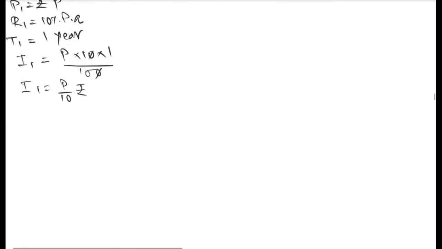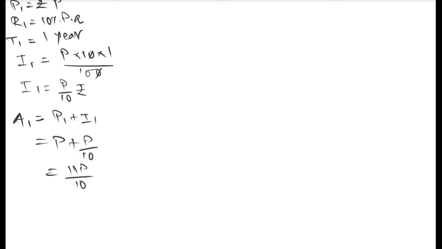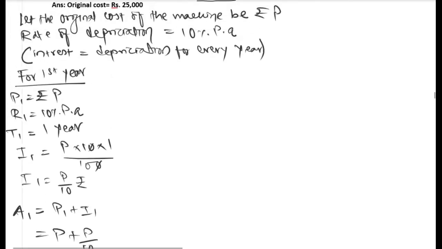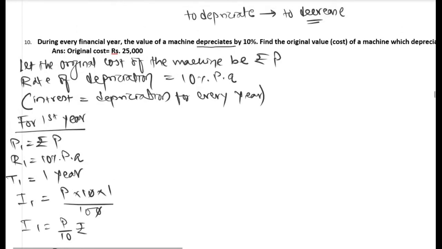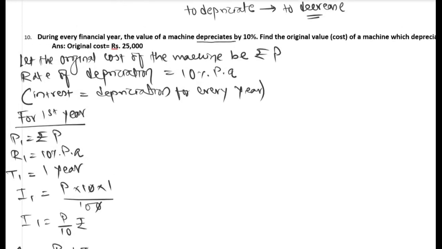What will be A1? A1 will be P1 plus I1. That is P plus P by 10. That is 11P by 10 rupees. This is the amount of the first year, right? Remember what we have to find. We have to find the depreciation.